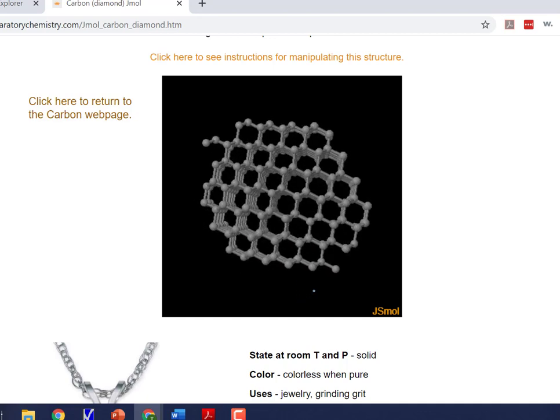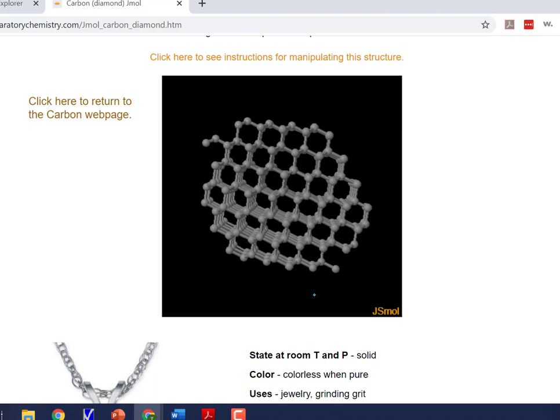One big molecule. Everything's bonded to everything else. That's why diamond's hard. That's why diamond has a really high melting point. I think the diamond melting point is about 4,100 degrees Celsius, which is probably 7,000 degrees Fahrenheit. It's held together really well.